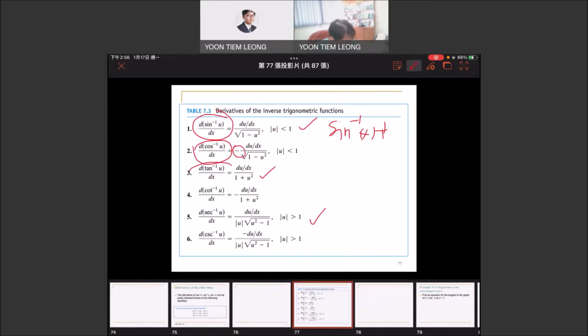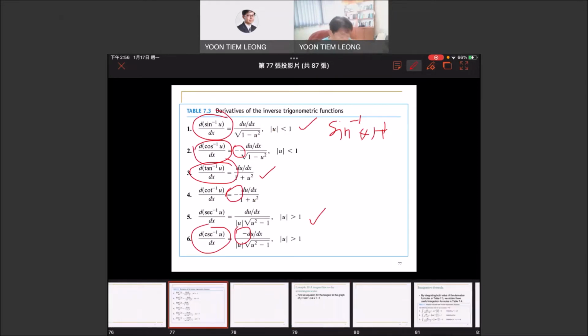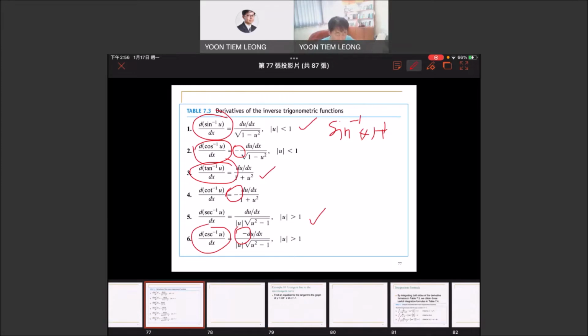Therefore, when you remember this, you will automatically remember that, because these two only differ in a negative sign. So if you can remember the derivative of arctangent, then the derivative of arccotangent is just equal to that of arctangent with a minus sign, and the derivative of arccosecant is just the same as the derivative for arcsecant with a negative sign. So this is a complete set of derivatives for the 6 inverse trigonometric functions.